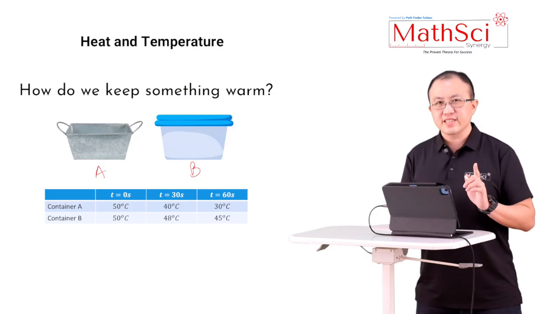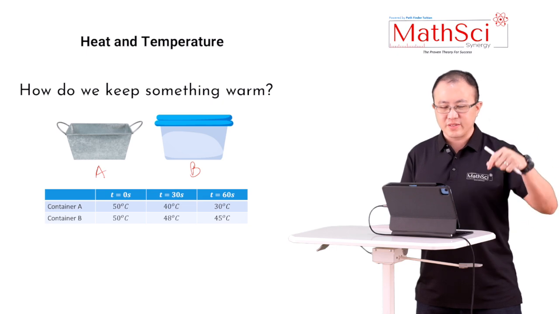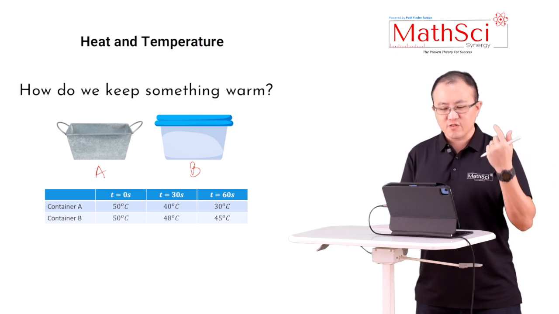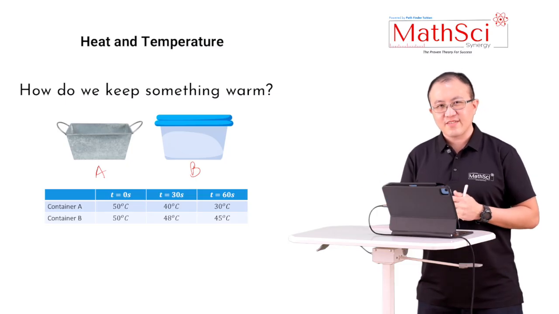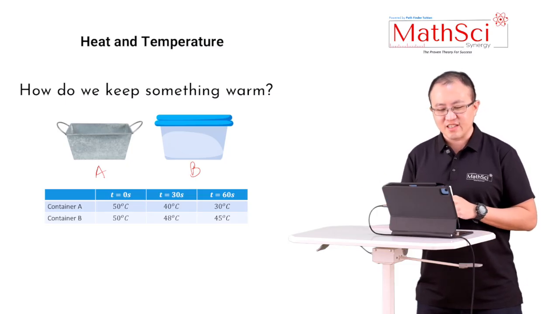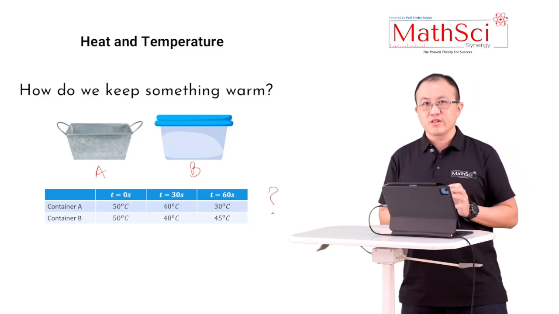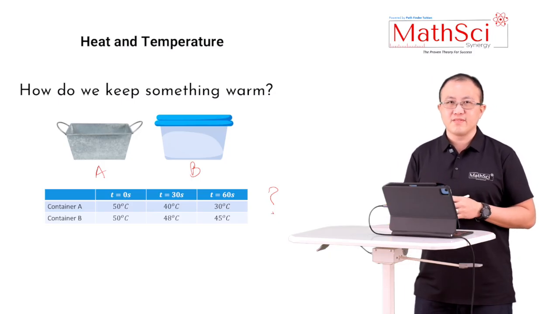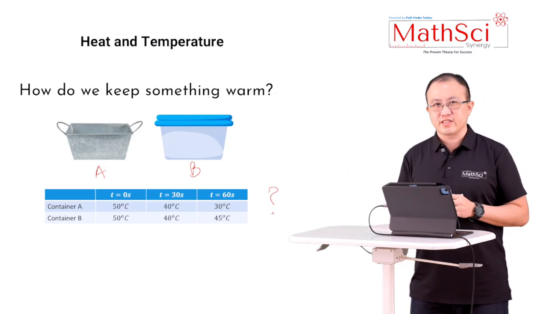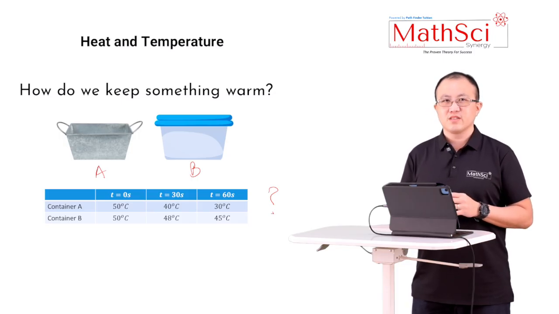So in 1 minute's time, or 60 seconds, container A's temperature, let's say you put a thermometer inside, went from 50 to 40 to 30, just in a short span of 1 minute. Then container B, you see that it went from 50 to 40 to 45. So the question is, which one to choose if you want to keep your mommy's food warm for a longer period of time, so that when you bring it to your friend, it is still going to be yummy and not all cold and soggy and so on? So what do you think?